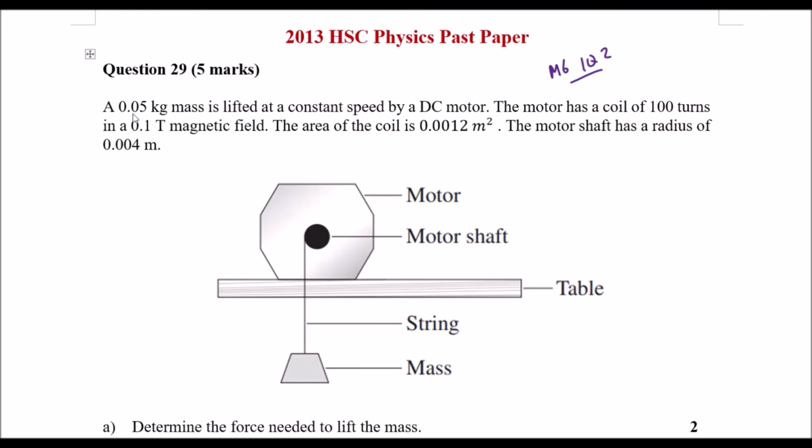So it says we have a mass of 0.05 that is lifted at a constant speed. The motor has a coil of 100 turns with a magnetic field strength of 0.1 Teslas. The area is that value there, and the radius of the shaft is that value there. Okay, so we have quite a few different values that we can use to help us work out this question here.